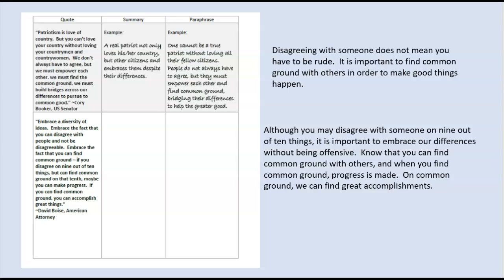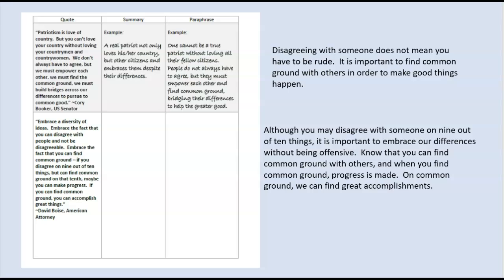Okay, on this next page, we're going to practice summarizing versus paraphrasing. The first one is done for you. The text is, "Patriotism is love of a country, but you can't love your country without loving your countrymen and countrywomen. We don't always have to agree, but we must empower each other. We must find the common ground. We must build bridges across our differences to pursue our common good." And that was by Cory Booker, who's a U.S. Senator.